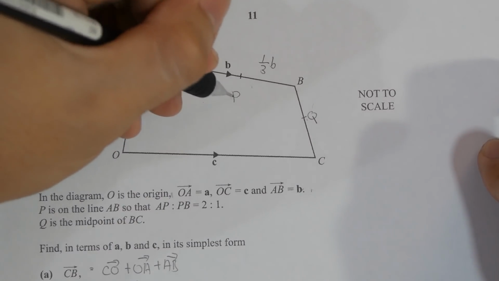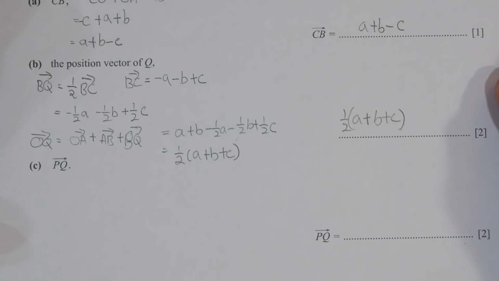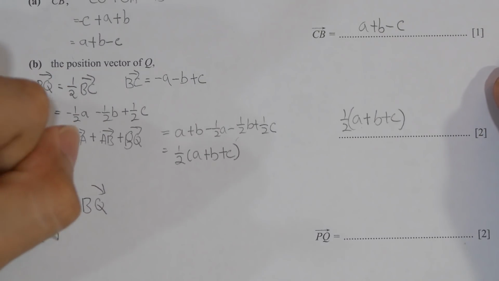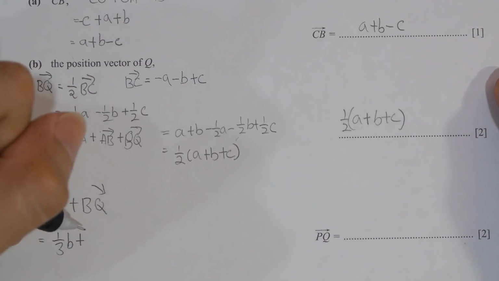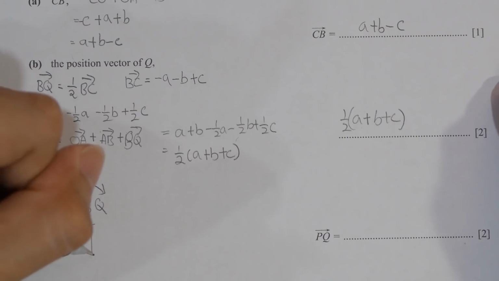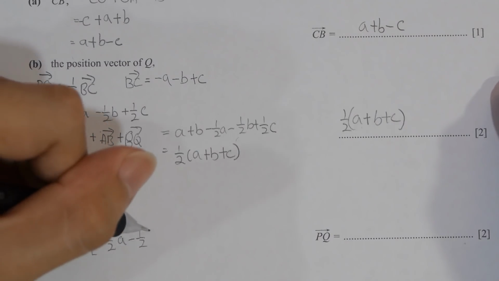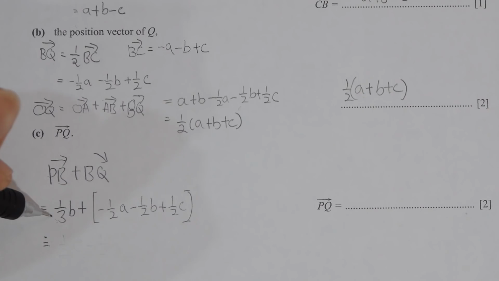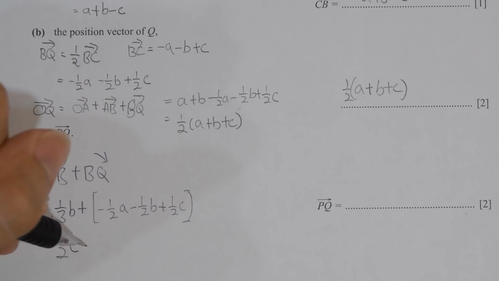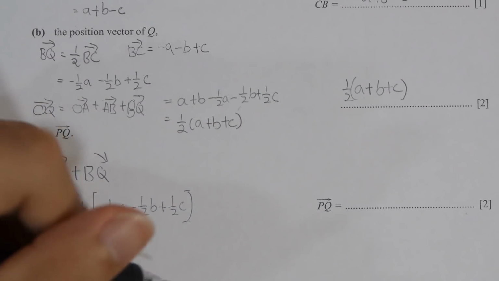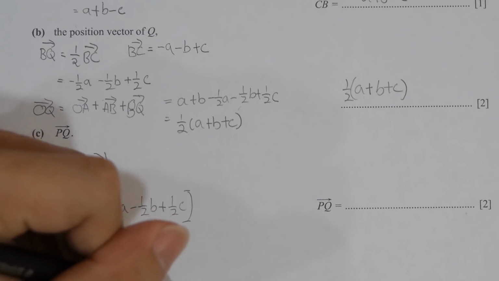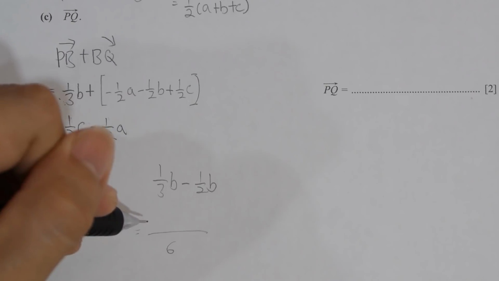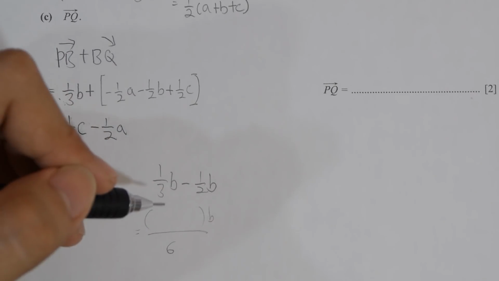Whereby for the last part, PQ. So this one is actually PB plus BQ. PB is actually 1 over 3 of B, plus the results that you have gotten earlier. Then do the shifting. The tricky part here is the 1 over 3B minus 1 over 2B. You are required to change the denominators into the same first, then you will get negative 1 over 6B.